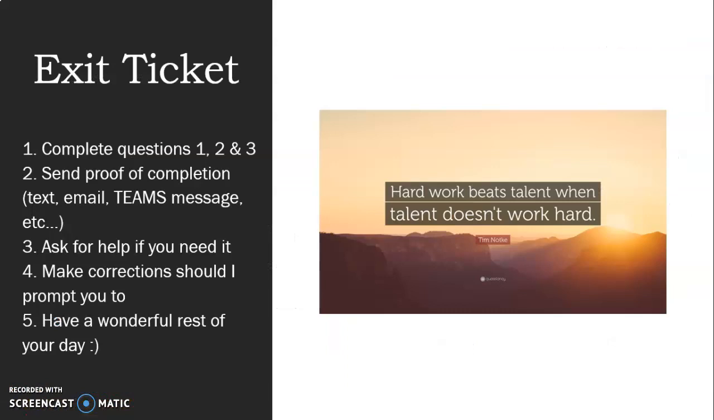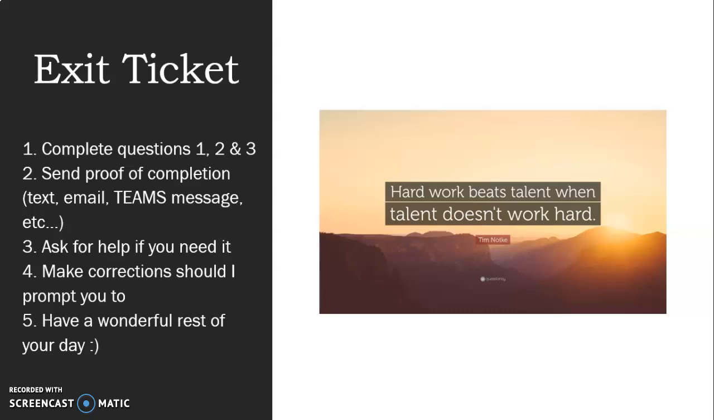Alright guys, so today's exit ticket, of course, is to complete questions 1, 2, and 3. Send me proof via text, email, Teams message, whatever you need to do. Ask for help if you need it. Make corrections if I prompt you to. Other than that, have a wonderful rest of your day.